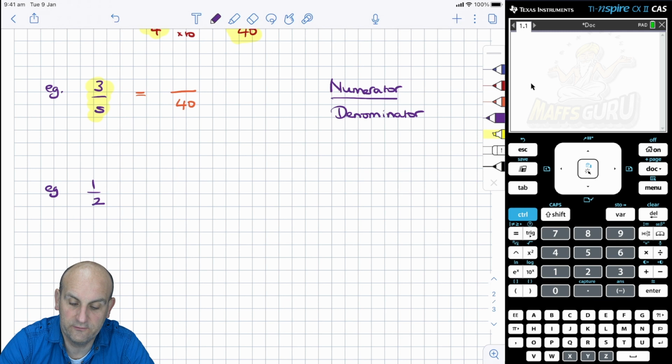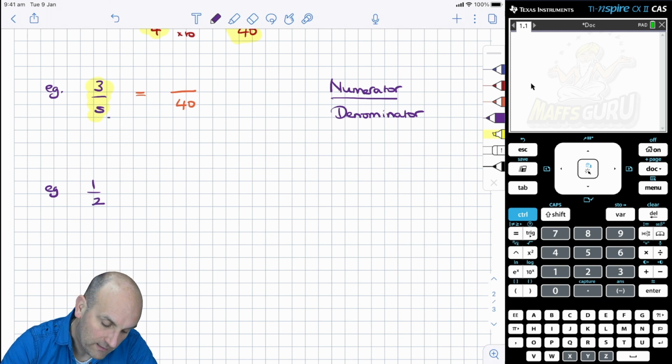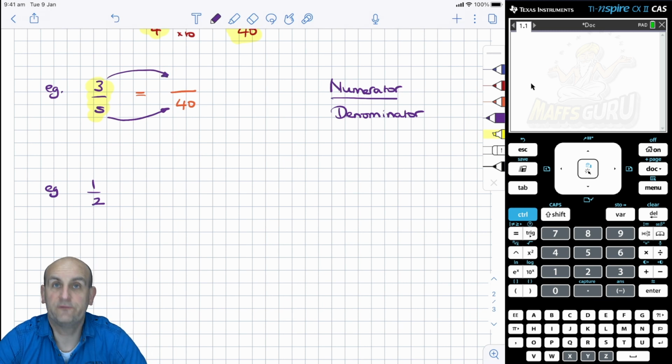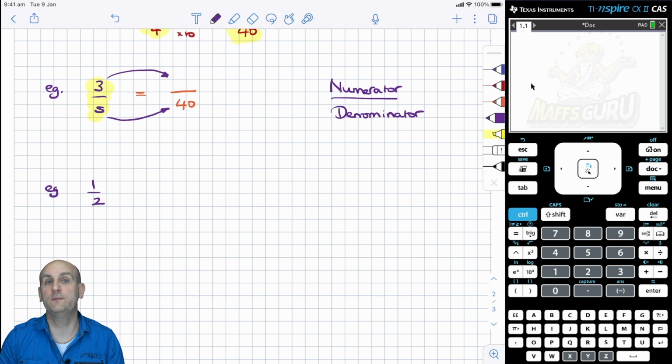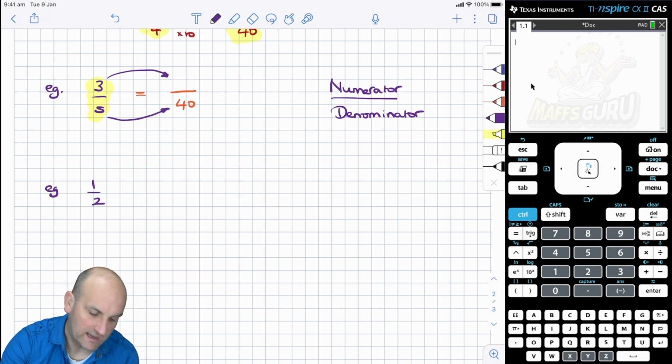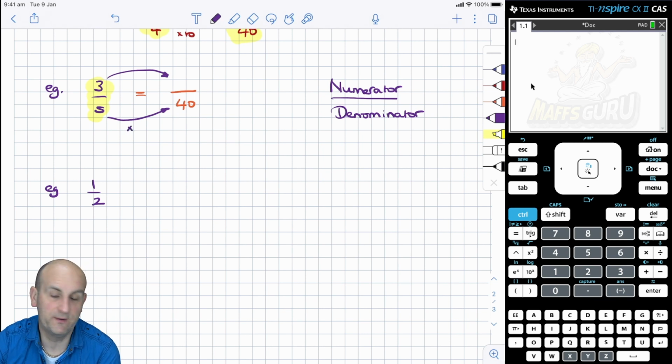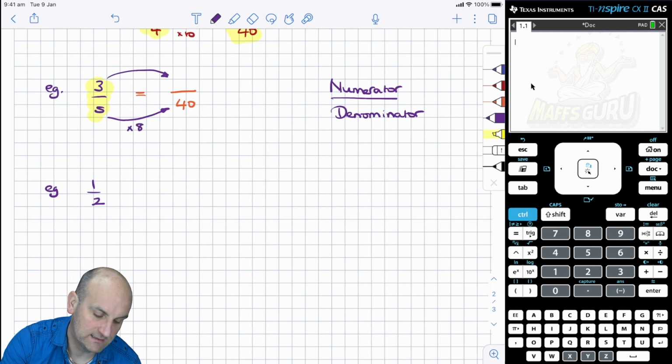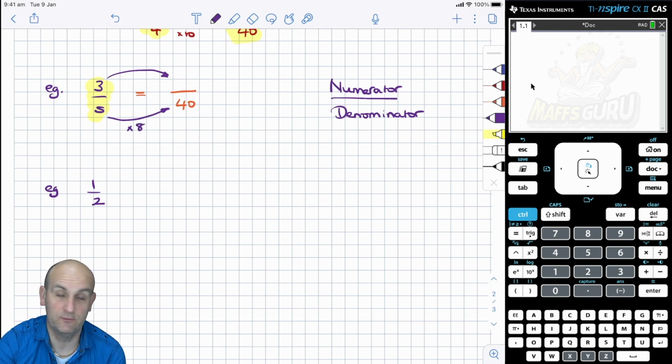Now, to make it equivalent, we've got to make sure that we grow by the same amount. Do you notice what I'm doing here with the arrows? So how do I go from 5 to 40? Now, sadly, a lot of people go, add 35. Yes, you could add 35. But when we are growing fractions, when we're using equivalent fractions, we multiply or divide. Multiply to get bigger, divide to get smaller. So we have to look at what do I multiply 5 by to get to 40, and it turns out to be 8. And again, your times tables are really important.